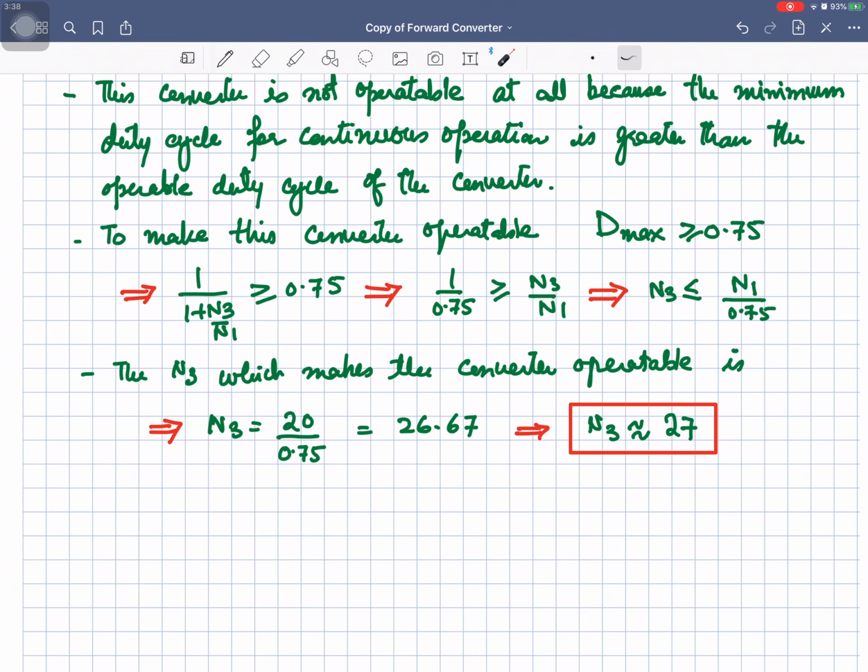Okay, so these examples will help you to further understand the forward converter, but you must see the video in which we have discussed all of these expressions in detail. Thank you very much.